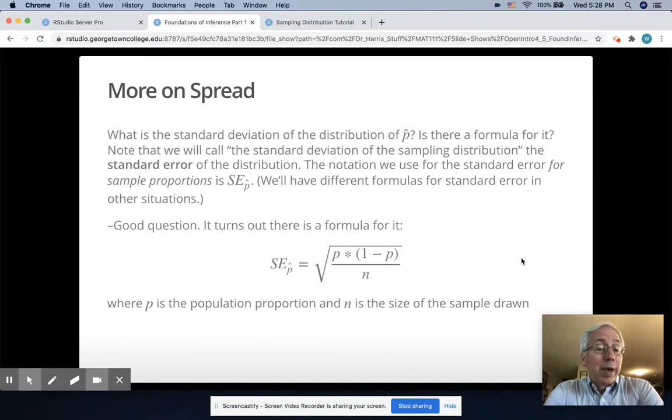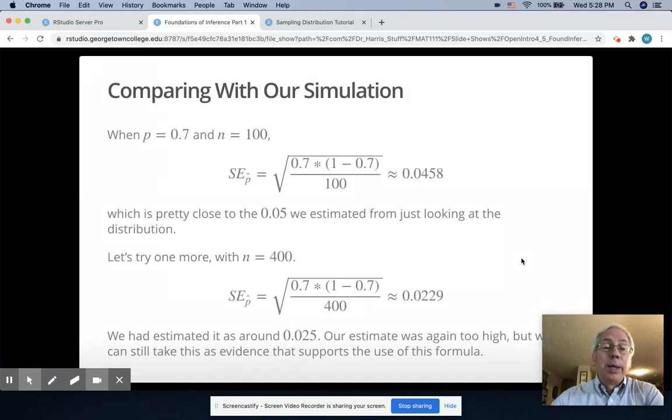Now, I'm sort of asking you to take that on faith, but we will do a couple of calculations to demonstrate that it seems to be a reasonable formula. It is the correct one. But let's compare what we eyeballed with what the formula produces. So when p is 0.7, n is 100, we plug that into the square root of p times 1 minus p over n expression. We get, for sample size 100, 0.046 approximately. That's a little bit less than the 0.05 that I proposed, but it's in the neighborhood.